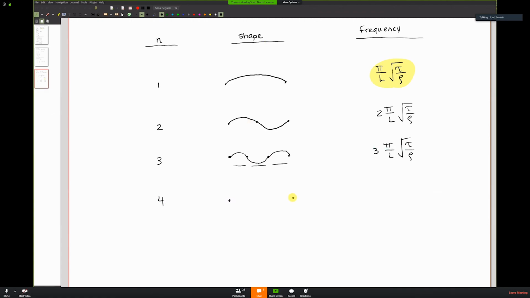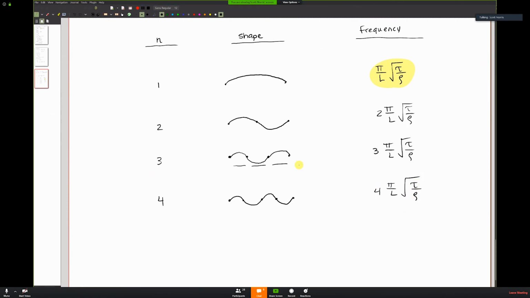For n equals 4, it's 4 pi x over L. And so you would get this sort of shape, where this is fixed and this is fixed and this is fixed, and that has frequency 4 pi over L, square root of tau over rho.